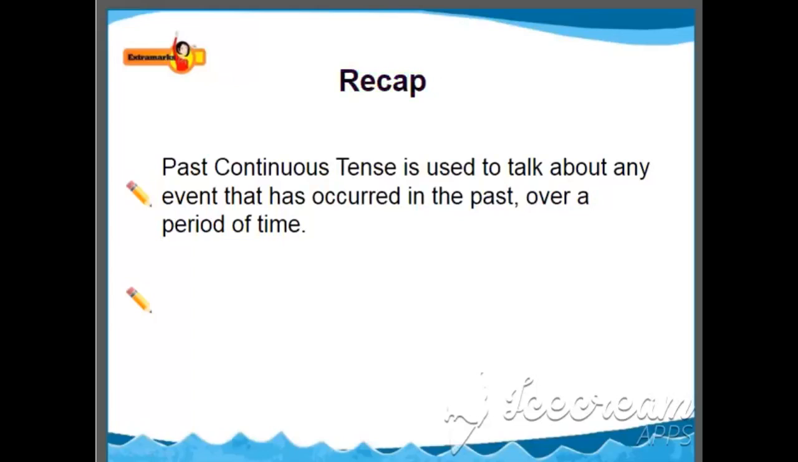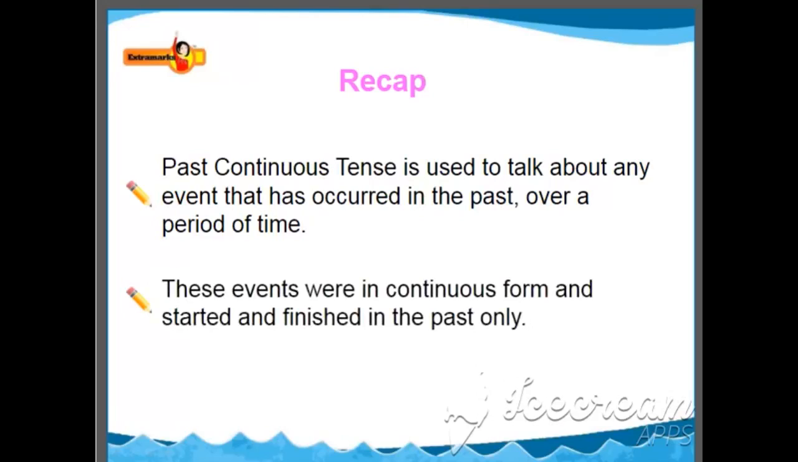Now let's recall what we have learned. Past continuous tense is used to talk about any event that has occurred in the past over a period of time. These events were in continuous form and started and finished in the past only.